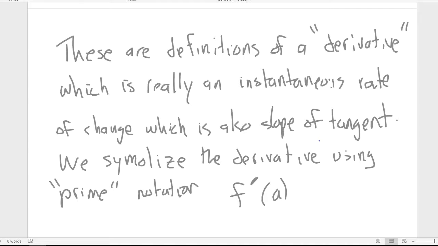So let's say we are a biologist and we're studying the growth of a population of fruit flies, right? So we may be interested in how that population grows or declines. So we may be looking at, let's say, population per day or population per year. So there's our rate of change.